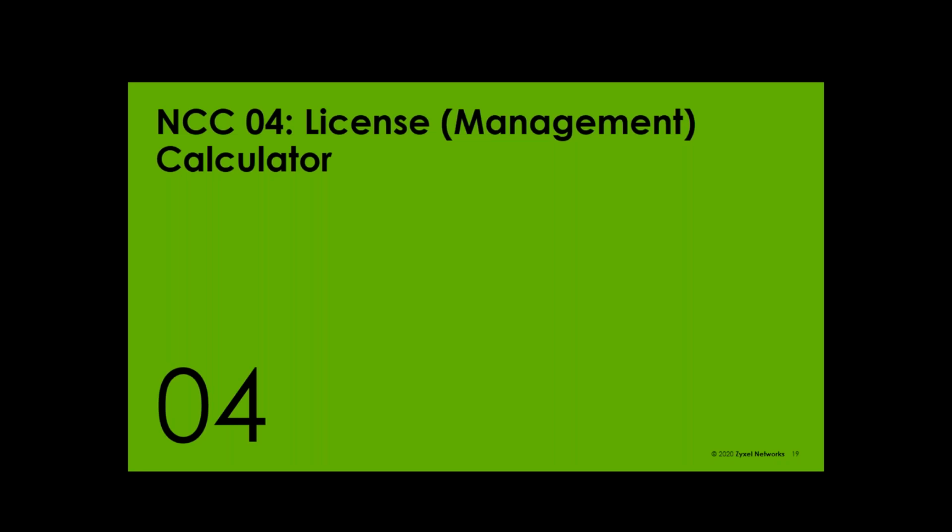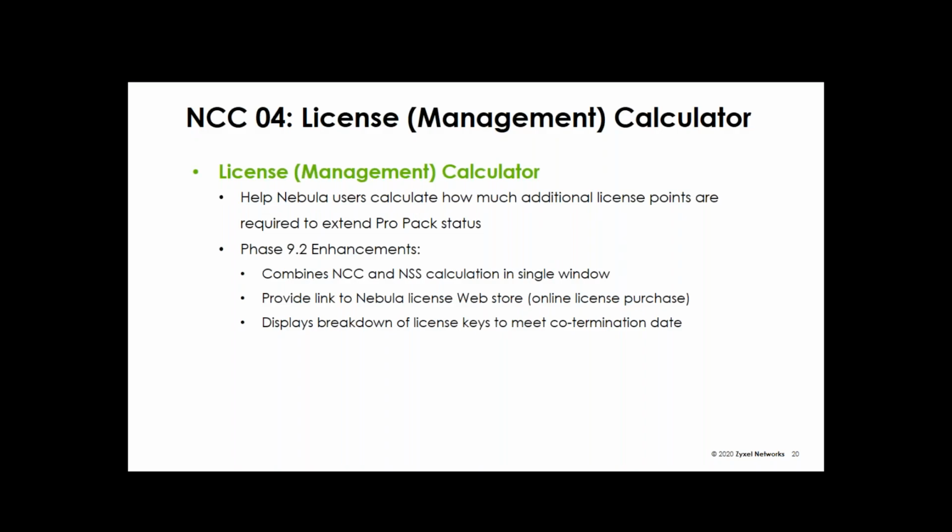The next thing is quite small, but it's the license management calculator. I know licensing for Nebula is something some people find confusing. Once you understand the basics, it tends to be fine. What they're trying to do now with the license calculator is help users calculate what additional licensing points are required, bringing it together, because if you've ever done it, there are two parts to it. There's the Nebula Control Center, which is the core platform. And then if you've got security gateways, you need the Nebula Security Signatures, the NSS calculation. There used to be two parts to it, a left and right side.